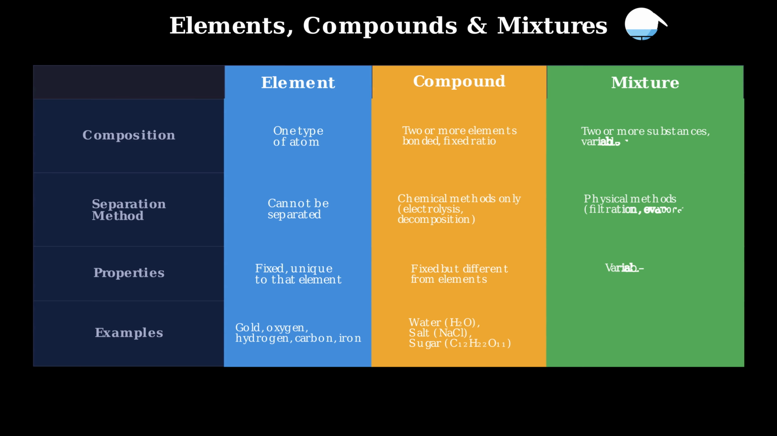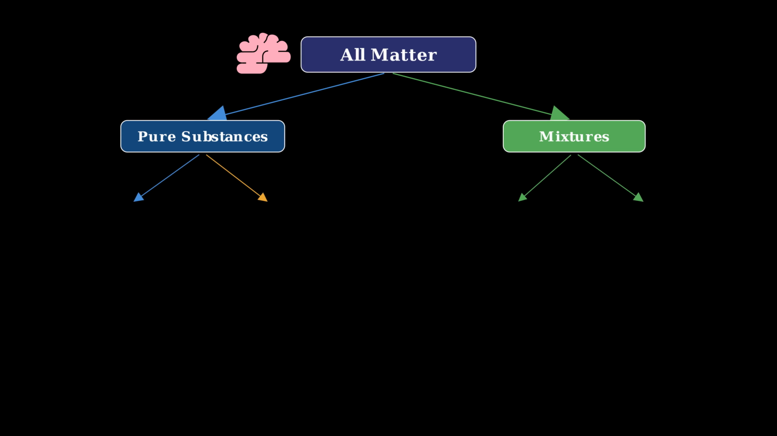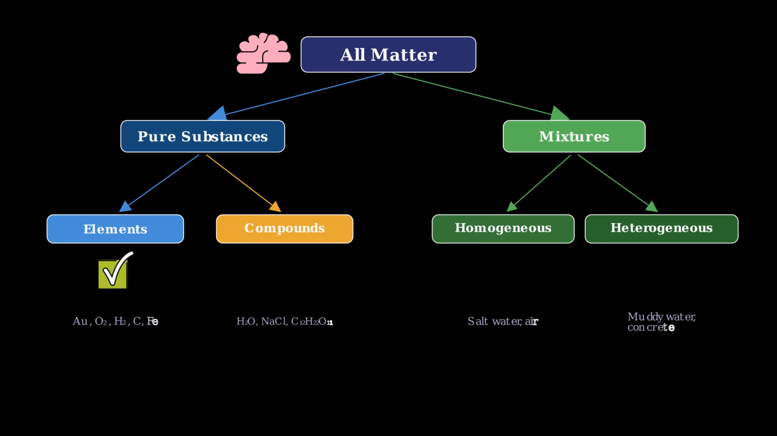Mixtures are two or more substances physically combined. Their composition and properties are variable depending on the ratio. They can be separated by physical methods like filtration, evaporation, or distillation. This is the core framework for understanding all matter. Pure substances are either elements or compounds. Mixtures are combinations of pure substances.